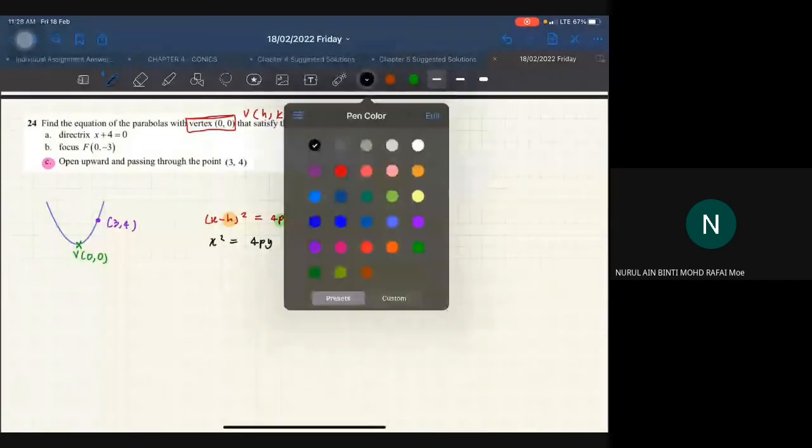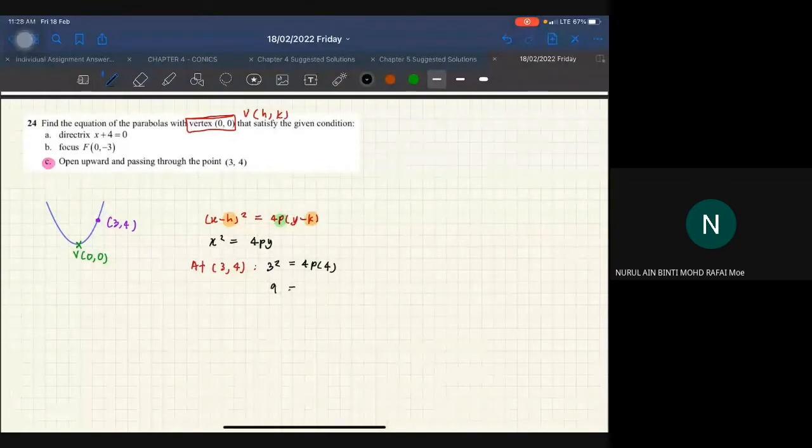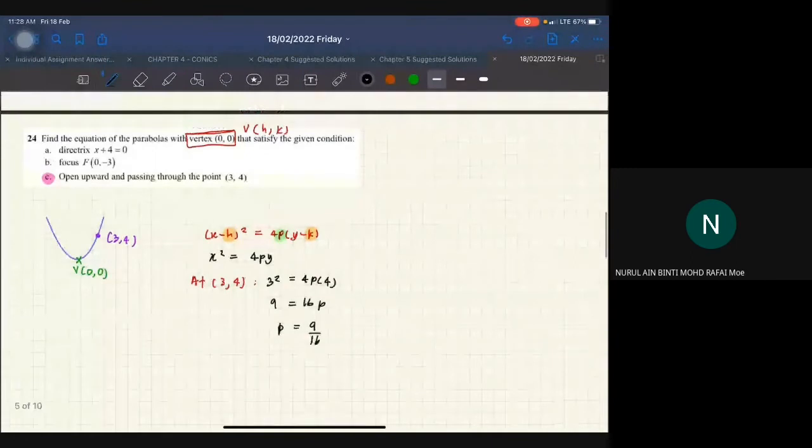Okay, and then at point 3, 4, apa saya dapat? So at point 3, 4, I will get 3 square equal to 4p. My y is 4. Okay, so saya dapat 9 sama dengan 16p. So p sama dengan 9/16. So this is my p.